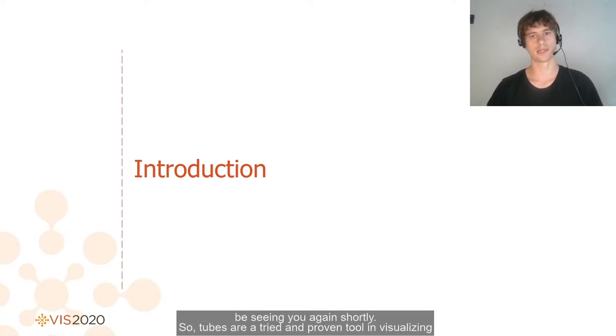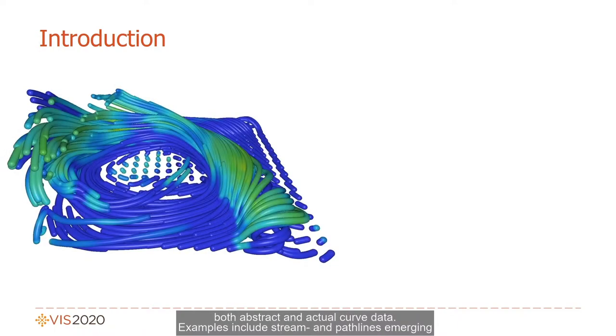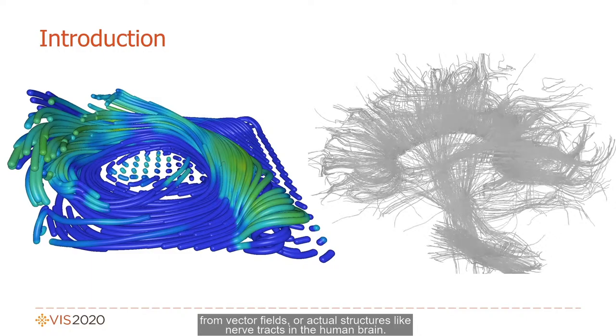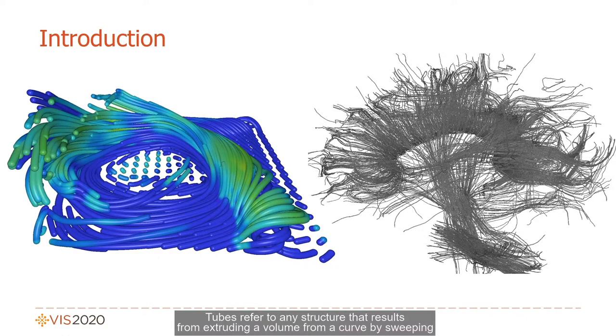Tubes are a tried and proven tool in visualizing both abstract and actual curve data. Examples include stream and path lines emerging from vector fields or actual structures like nerve tracts in the human brain. Tubes refer to any structure that results from extruding a volume from a curve by sweeping a cross-section shape alongside the curve. In the visualization community, this cross-section is usually circular or some other simple convex shape. They provide superior structural perception, especially when combined with global illumination to provide additional depth cues. They are, however, not straightforward to render efficiently.